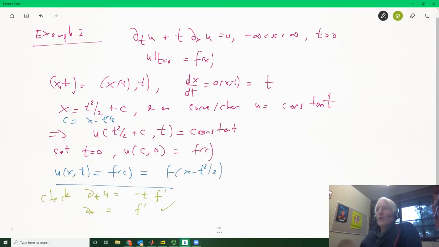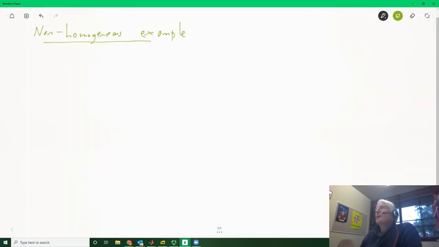All right, I've got one last thing to do. I didn't call it example 3, I called it a non-homogeneous example. It's a bit more fun. Just remember that you've probably already seen all of this before. You might not have actually had to draw a picture of the characteristics or of the solution, which is what you're going to have to do in the assignment. Okay, non-homogeneous example.